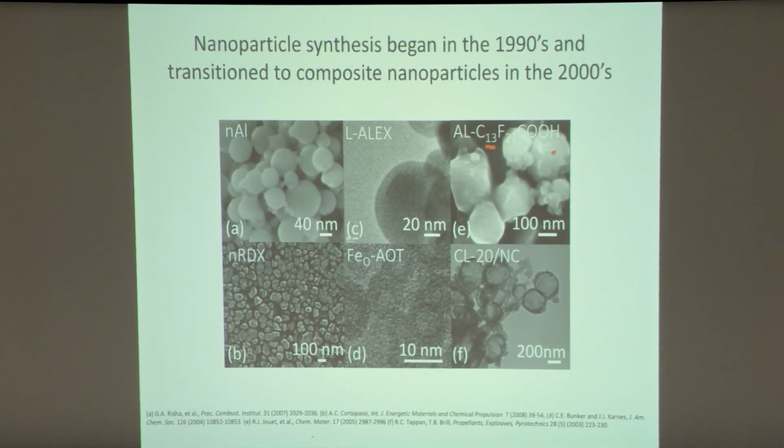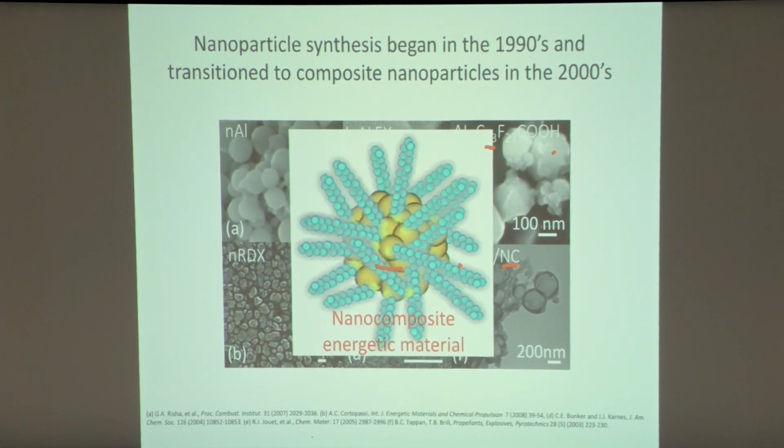In addition to nano metal particles, people have made nano oxidizer particles, for example, nano RDX. And on the right here is a different combination of taking nano iron particles, passivating them with oleic acid and other materials, and also taking CL-20 and coating it with nitrocellulose. I'll give you a little bit more details, but that is what I'm showing here.